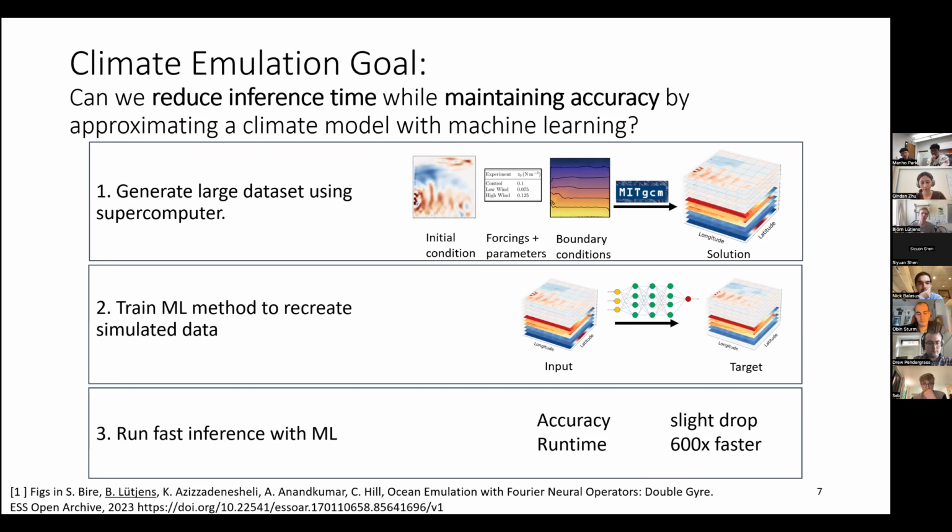So we pick some form of inputs and we map them to targets. In this case, the input was the state at time t, and the output was the state of the whole simulation at the next time step. Once the machine learning model is trained, we hope that it can run fast inference. In this case, there was a slight drop in accuracy, but we gained a runtime increase of 600 times faster, which was primarily due to the larger time step that the machine learning model was able to give us.